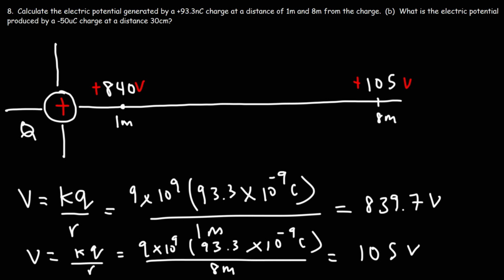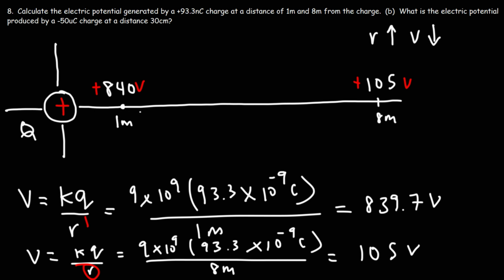So notice that R is on the bottom of the equation. So as we increase the distance, the electric potential created by a point charge decreases. And it's not R squared, it's R to the first power, which means as we double the distance, the electric potential will reduce by a factor of 1/2. Or it will be reduced by a factor of 2, or it will be 1/2 of its original value.